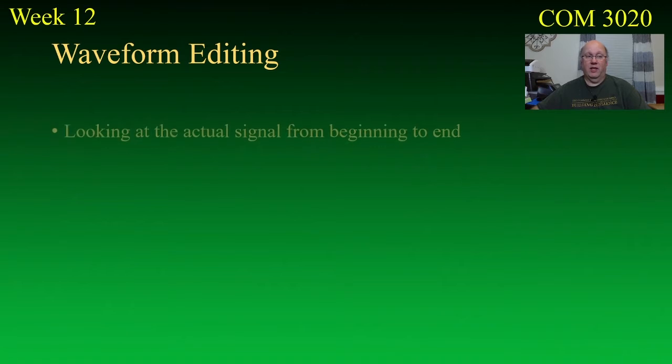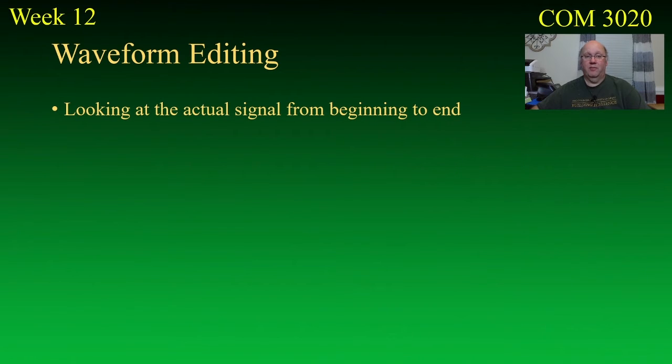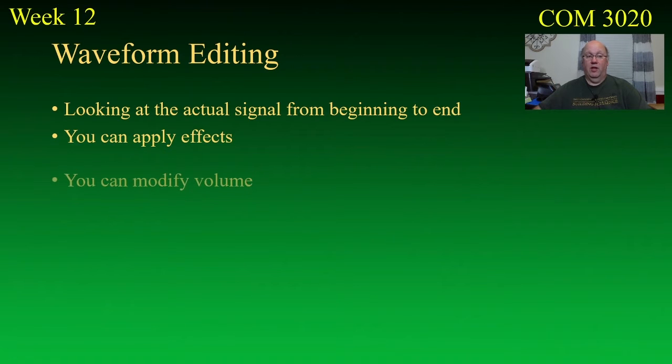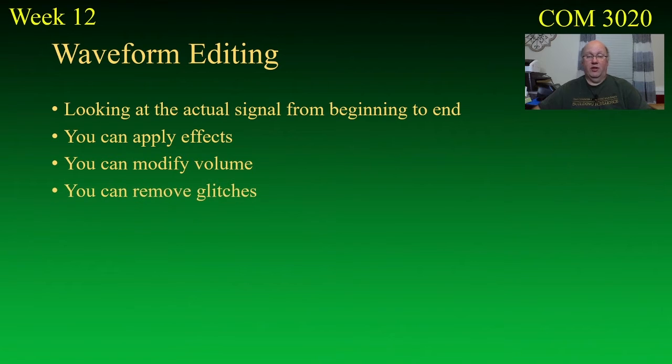So in waveform editing, just to sort of brush up on this, you're looking at the actual signal from beginning to end. Now, when you're doing your recording, you're building that signal. And when you're editing, you see it in front of you and you're sort of paging through it. And then if there's a flub, you can get rid of it. You can apply effects to the waveform. You can modify the volume. You can make it louder or softer. And you can remove glitches, so you can highlight a section of the waveform and delete it. And then, of course, you can also do the spectral editing, which we talked about also.